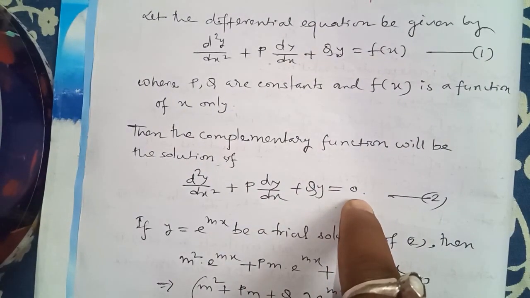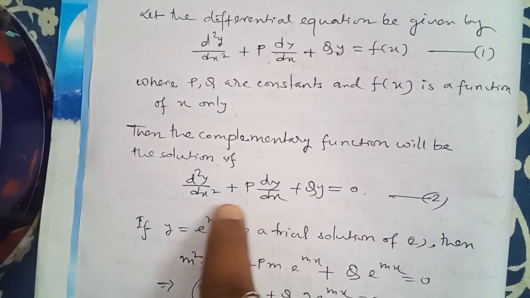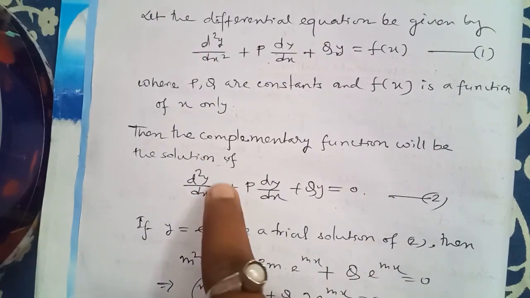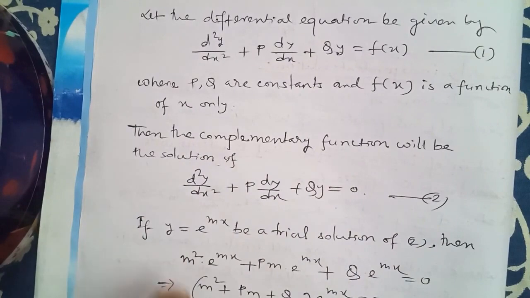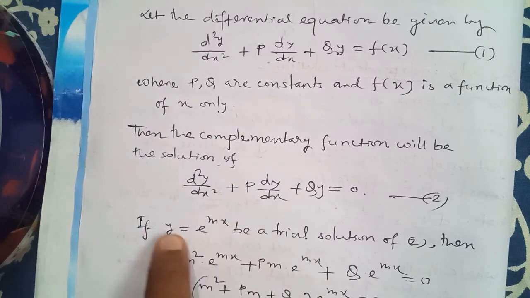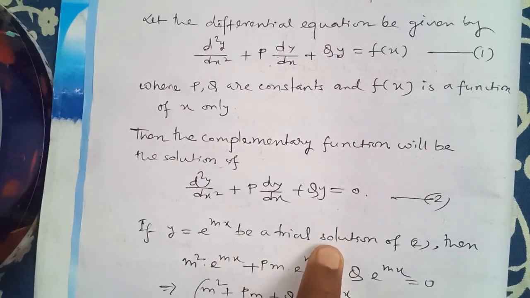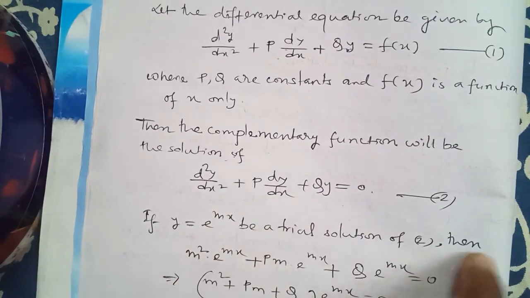Okay, if we test y = e^(mx) as a trial solution, m is multiplied each time. First we get m e^(mx), second it's m² e^(mx). This keeps repeating. So we'll write this as the trial solution, okay? y equals e^(mx). e^(mx) is obviously not equal to 0.